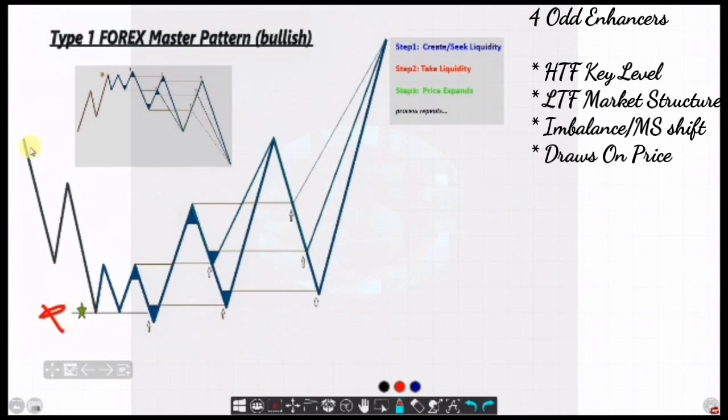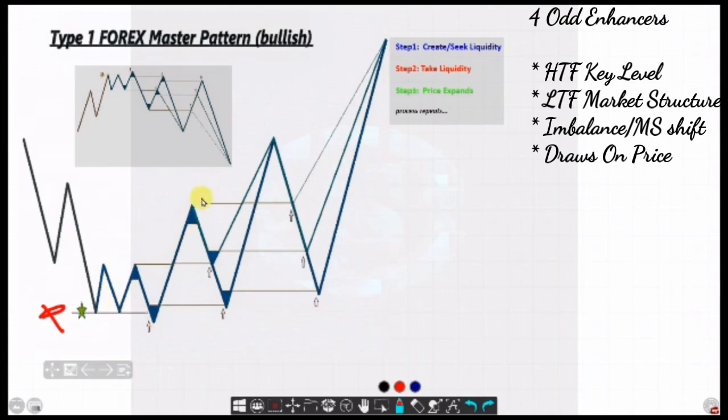The next thing I'm monitoring is structure on the lower time frame as price enters my key level. What do I mean by structure? I want them to show me that they're taking liquidity. So they create liquidity, and then they take liquidity. This is just type 1. When we look at type 2, you will find out that there's another way that they create liquidity. But anyway, we want to see that they are actually taking liquidity.